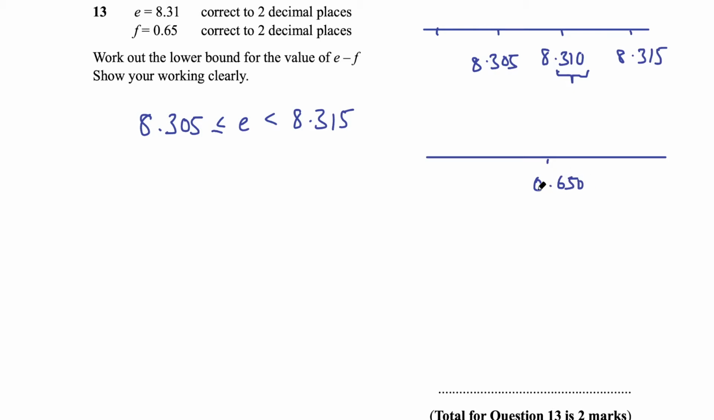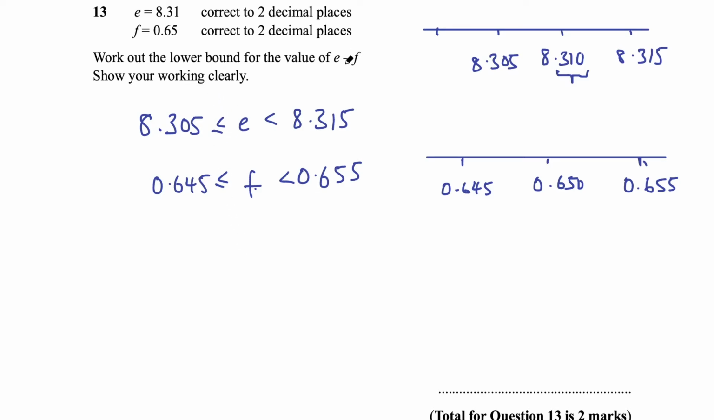0.650, or 650 after the decimal point. What's 650 take 5? That's 645, so 0.645. And then what's 650 plus 5? That's 655, or 0.655. So now your error interval for F is going to be greater than or equal to 0.645 and less than 0.655. And it's always the case when you're writing error intervals, it's greater than or equal to, because that rounds up. This one doesn't round down, but everything less than that rounds down to F. Okay, so that's one strategy you can use to help you with lower and upper bounds.